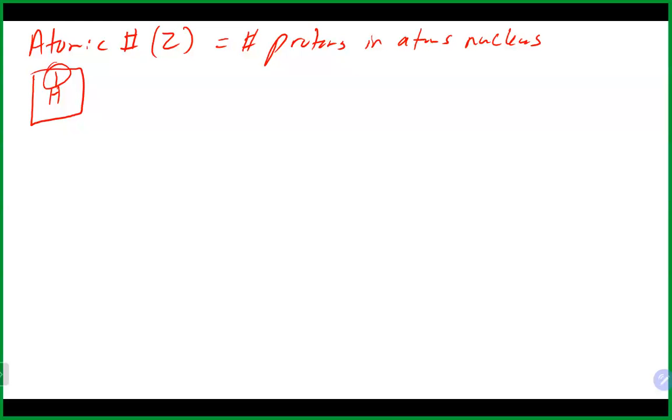And also remember that it will tell you the number of electrons there are if it is a neutral atom. So if it's neutral, it will also tell you the number of electrons. But the definition of atomic number is just the number of protons. So that is the actual definition of it.